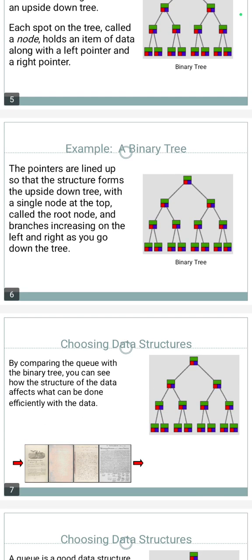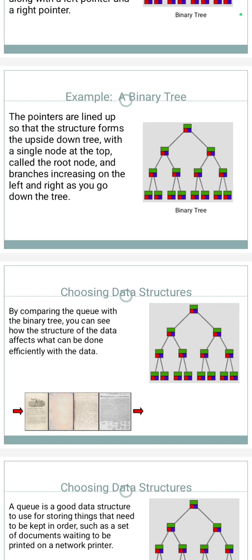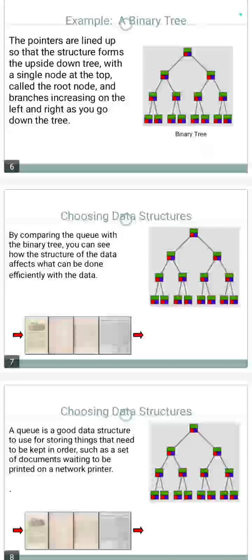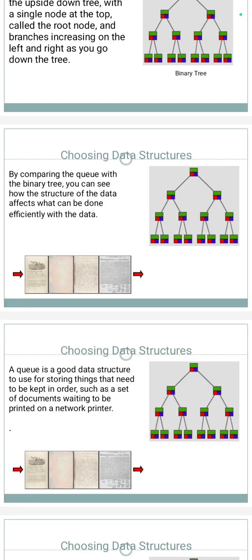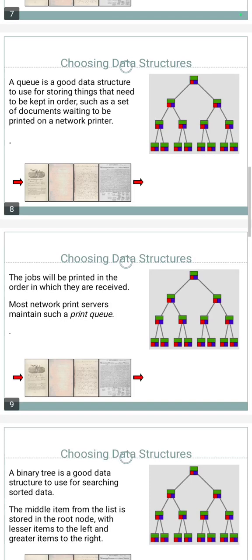The pointers are lined up so that the structure forms an upside down tree with a single node at the top called the root node and branches increasing on the left and right as you go down the tree. Now we have to choose the data structure. By comparing the queue with the binary tree, you can see how the structure of the data affects what can be done efficiently with the data.